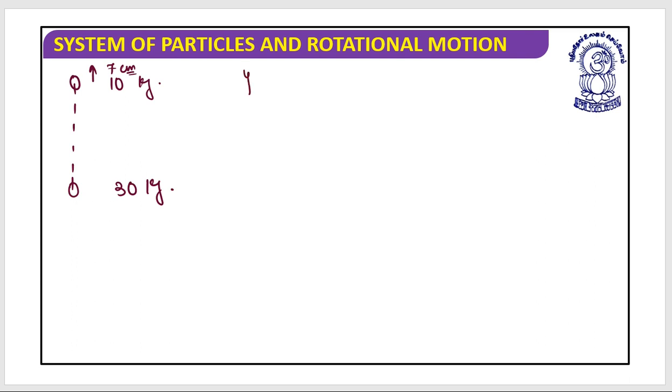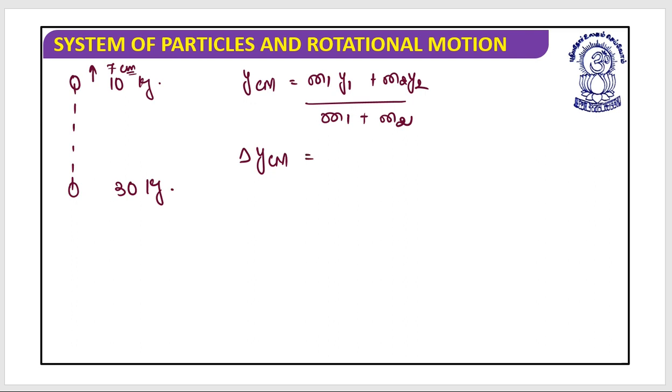What I understand is that YCM is equal to m1y1 plus m2y2 divided by m1 plus m2. If I write this in the form of a change, delta YCM is equal to m1 into delta y1 plus m2 into delta y2 divided by m1 plus m2. I hope this is clear. Can we do this?